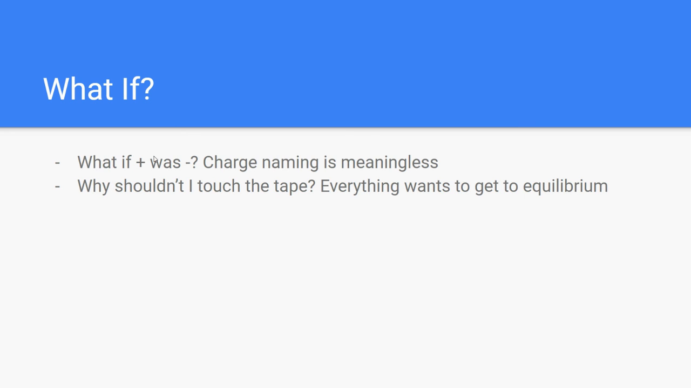So what if electrons had positive charge and protons had negative charge? It would have been the exact same. Positive and negative are just terms that humans use to understand the world around them. The interactions would have been exactly the same.